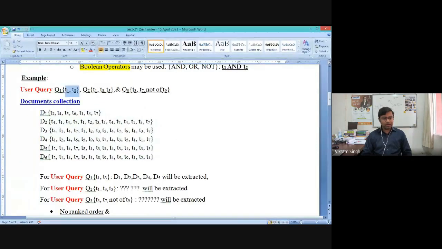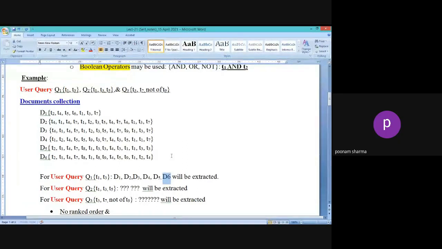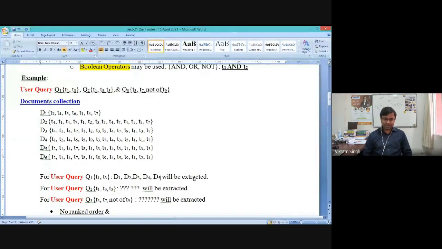Now for query Q1, you can easily trace out that for user query Q1, which is having terms T1 and T3, we can say document D1, D2, D3, D4, D5 will be extracted. Is it correct? What about D6? There is no T3 in D6. And I think we are taking the AND operator in this case. So that's why D6 is not retrieved, right? Because in D6 you can spot T1, but T3 is not existing in the document.